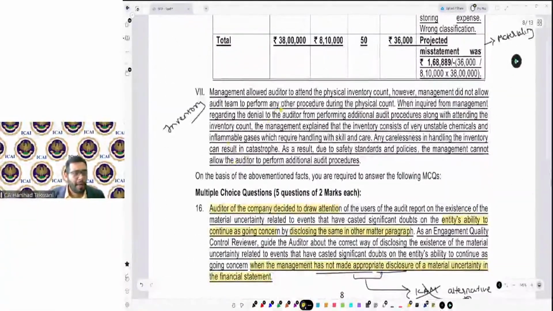management allowed the auditor to attend the physical inventory count, however, did not allow performing any other procedures. Why? Because management explained that the inventory consists of very unstable chemicals and inflammable gases, requiring handling with skill and care. Carelessness in handling the inventory can result in catastrophe. And due to safety standards and policies, the management cannot allow the auditor to perform additional audit procedures. Okay, so that was the scenario.